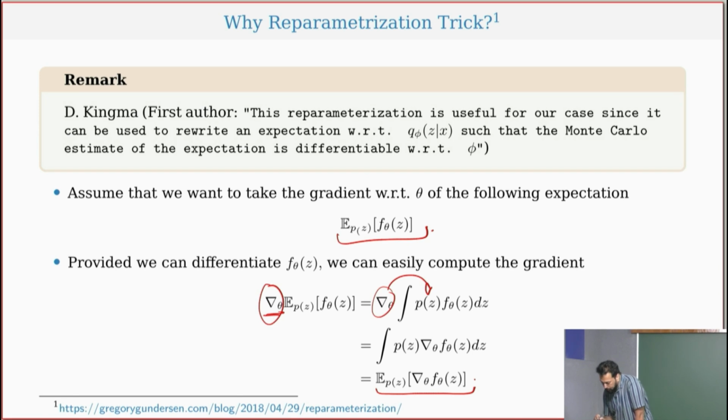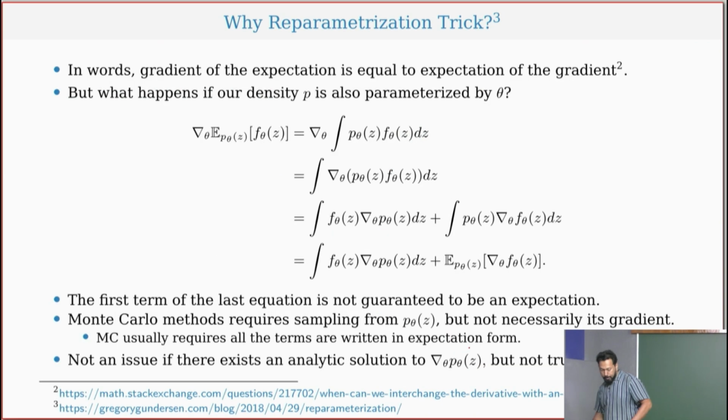In this case there was not a problem because the grad went inside, but the grad was computed with respect to theta, and this theta was not there in the PDF. So that was okay, because eventually it came out to be the expectation of grad theta f theta. But when your distributions are also parametric, then it becomes a problem. So next we will see what happens when the gradient is computed for an expectation which is also parameterized by theta, and that is the case we have.